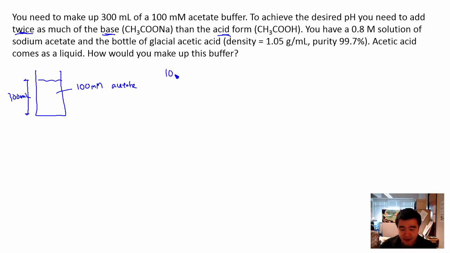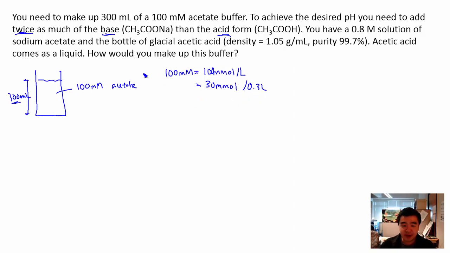So let's take 100 millimolar and expand this out. 100 millimoles per liter. And this 100 millimoles per liter, we don't need 1 liter of the buffer, we need 300 milliliters, which is equal to 0.3 liters. Okay, so we actually just need 30 millimoles of acetate inside this 0.3 liters of the buffer.